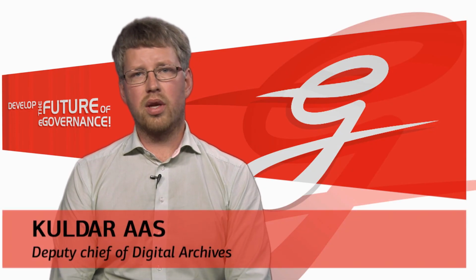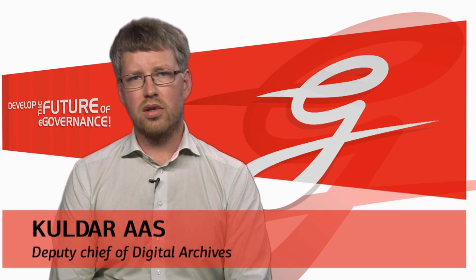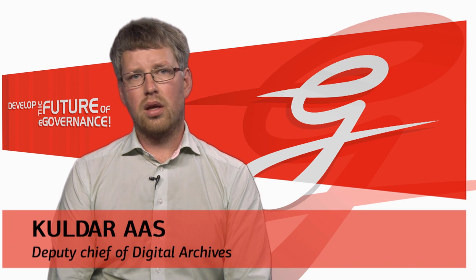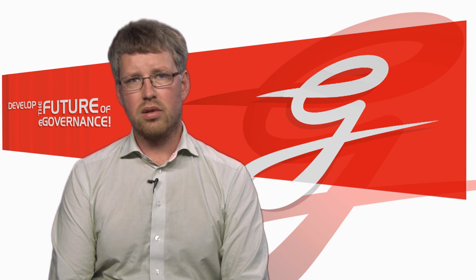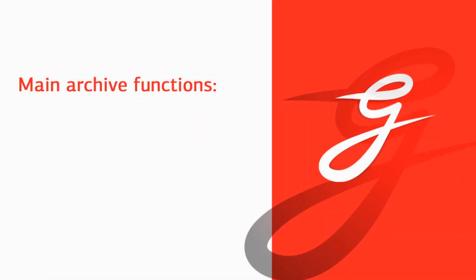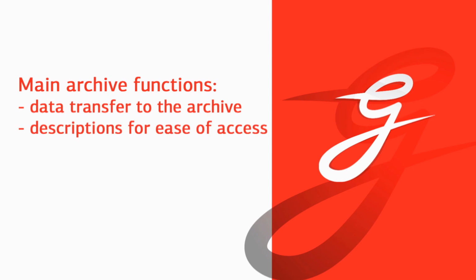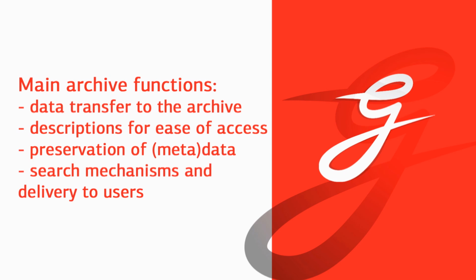In this lesson, we'll look at the core functions and processes of digital archives. The main functions of any archives worldwide are rather straightforward. In short, any archive must ensure that data can be transferred to the archive, that the data which is transferred to the archive is sufficiently described to allow for later discovery and access, that the data and metadata are preserved in an appropriate manner, and ultimately that data and metadata can be searched for and delivered to users in an appropriate manner.